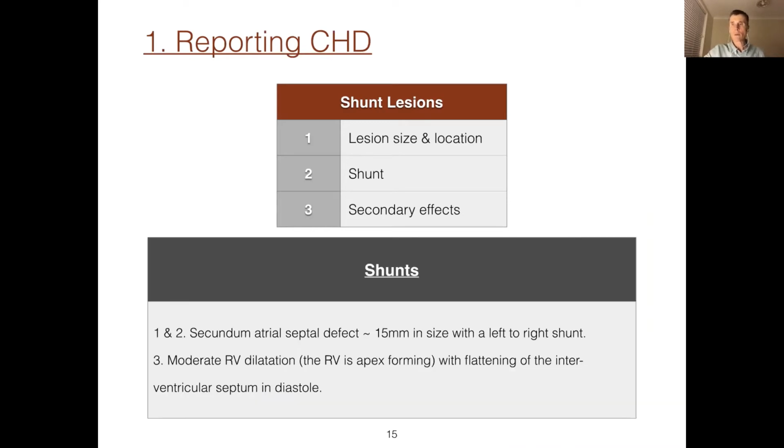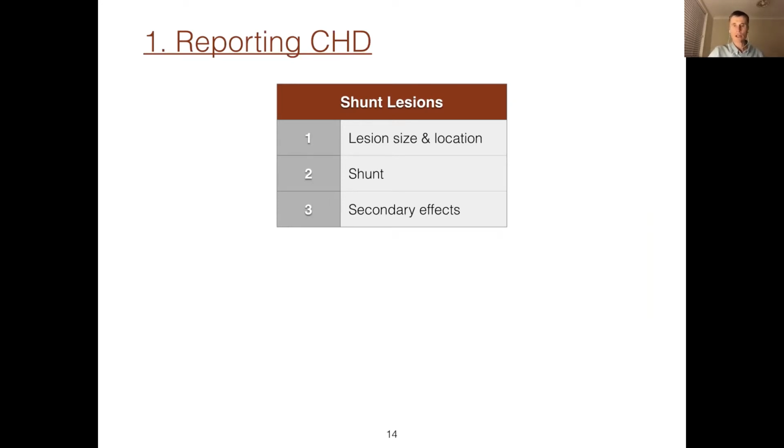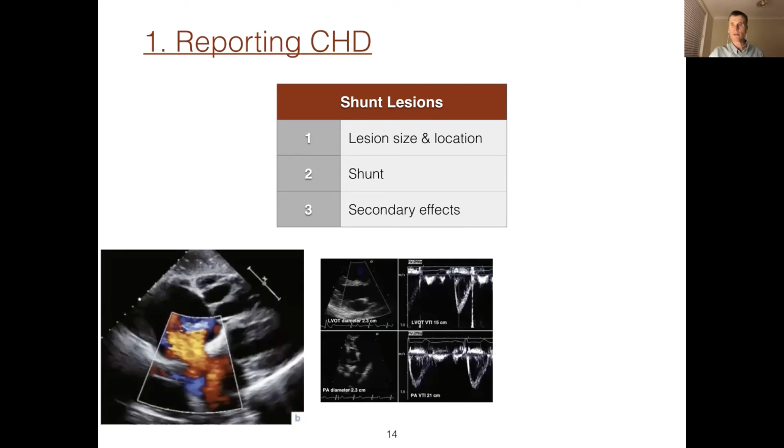So the way you might explain that in your report would be to say, secundum atrial septal defect. By using that particular phrase, you've indicated where the defect is located. Provide some indication of size, 15 millimeters in size, with a left to right shunt. Let me just go back a little bit.